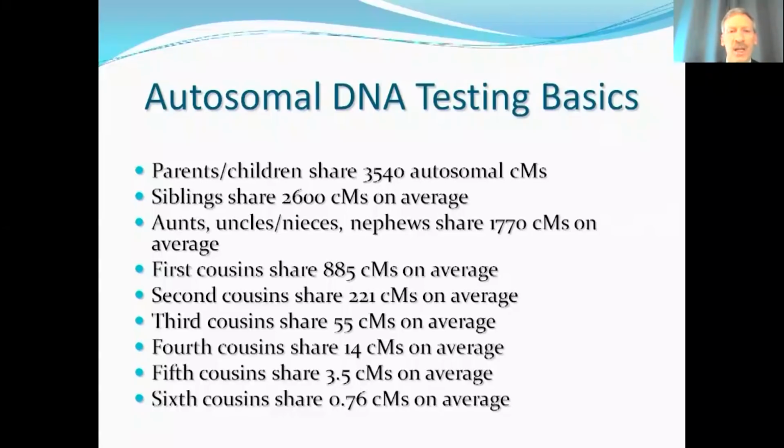I suggest you try to keep these numbers in mind. I suggest you remember that first cousins share about 880 centimorgans, second cousins 220, third cousins 55, and fourth cousins 14. If you can keep those numbers in mind as you look at your matches, it'll be helpful for you.